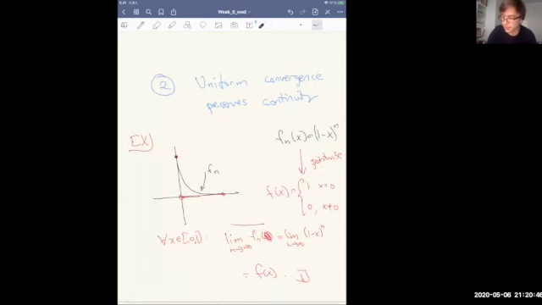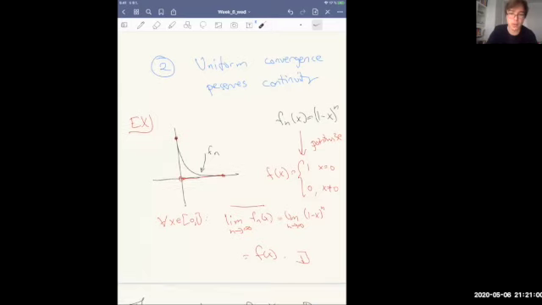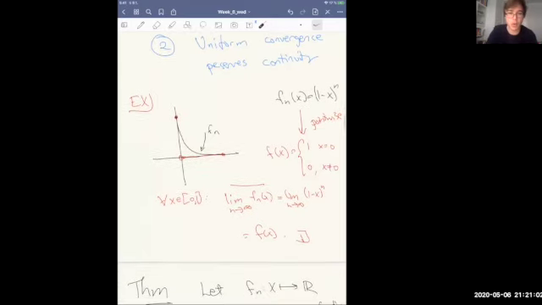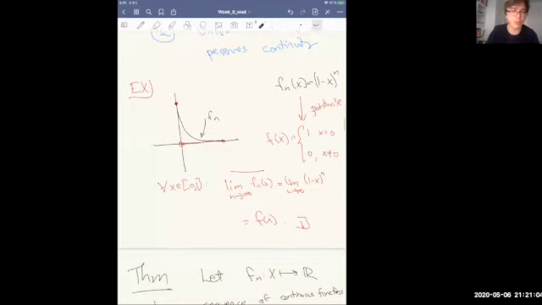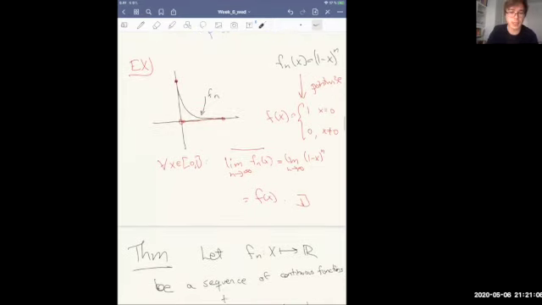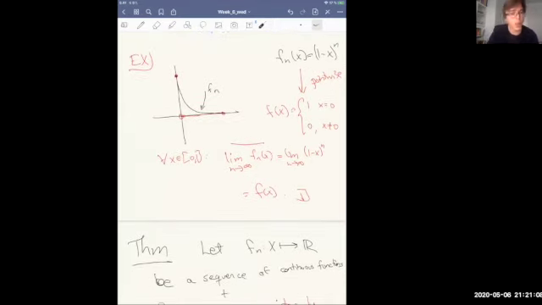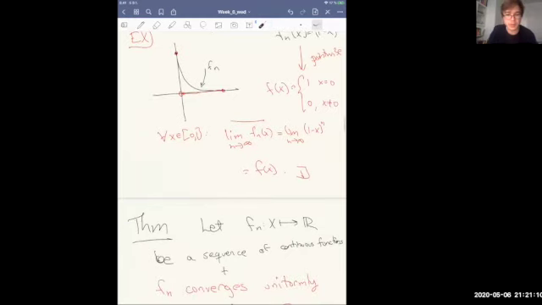So you fix an x, you get this power function, 1 minus x to the n. So for fixed x, this has two options. Either it's 1 to the n, which is constant and converges to 1, or it has absolute value less than 1, and the powers converge to 0. So this is an example where continuity was not preserved. And the question is, when can you preserve continuity?